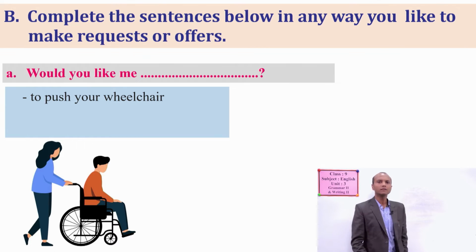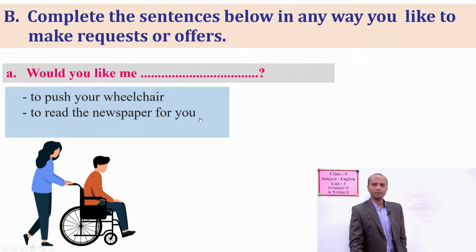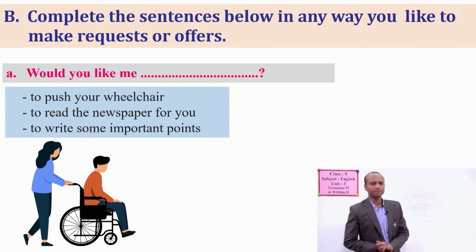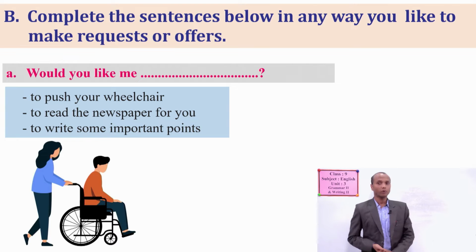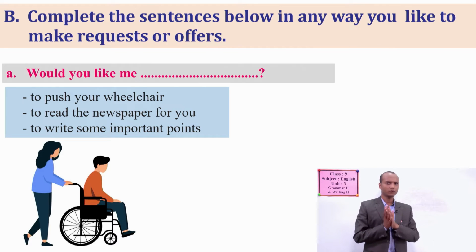Would you like me? Good. Go on. Please think more ideas. So next sentence might be, would you like me to read the newspaper for you? Okay. Next. Good. So this might be another. Would you like me to write some important points? Okay. That's why that might be useful for you as well. Something like that. Have you done? Good. Please compare your sentences with mine. Okay. And you can go on adding more. Okay. Will you do that? Good. Let's see. B.